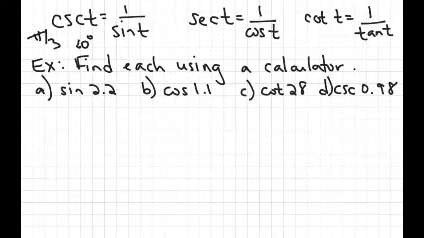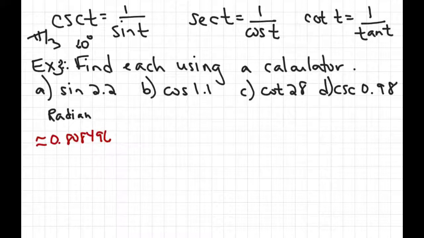In this next example, I'll call it example 3a, I want to find the sine of 2.2. Is 2.2 radians or degrees? Do you see the degree symbol? No, so it's in radians. You need to change your calculator to radian mode by pressing the mode button, finding where it says radian and degree, and making sure that radian is highlighted. Then plug this into your calculator. So in A, when you do sine 2.2 in radian mode, you should get 0.808496. If you get this, you did it right.